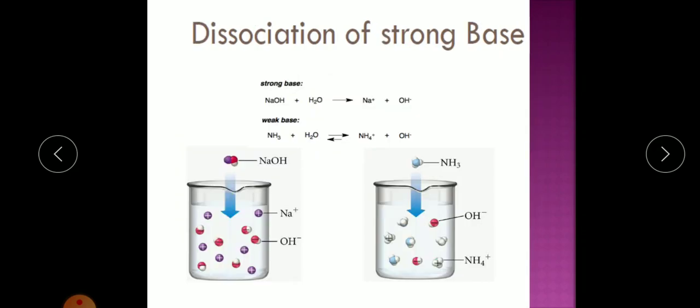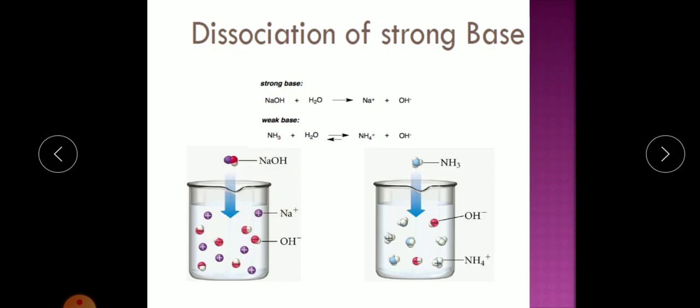Next, we'll try to understand how the dissociation of a strong base and a weak base takes place. For example, take sodium hydroxide. When added to water, it will form sodium ion and hydroxyl ion. To understand this, we have taken a beaker with water and added sodium hydroxide. When sodium hydroxide dissolves in it, it completely dissociates into positive and negative ions, sodium ion and hydroxide ion.